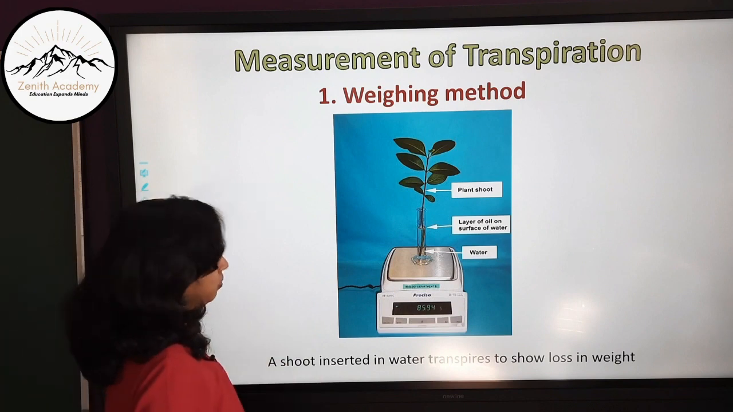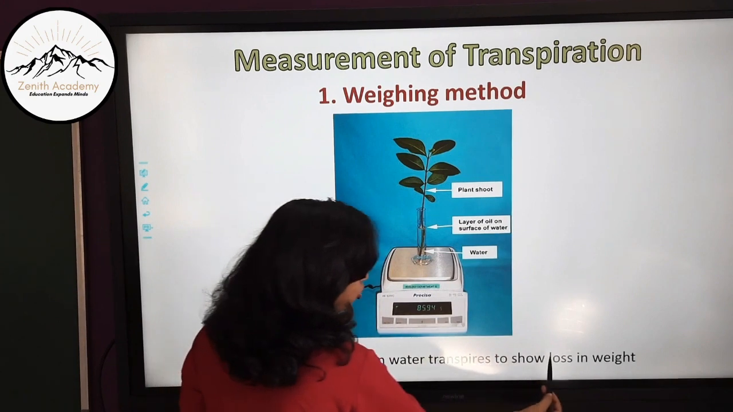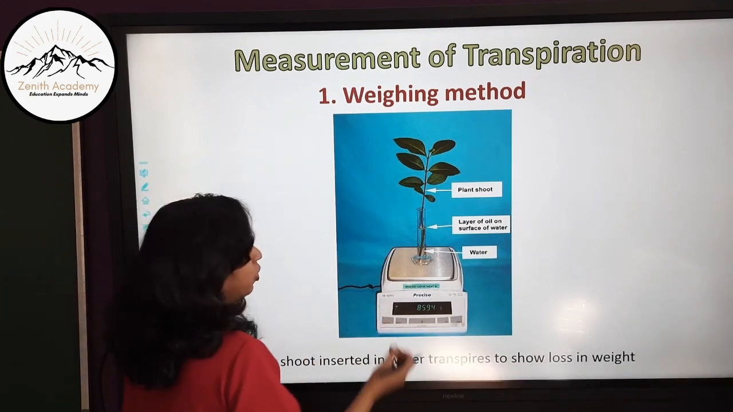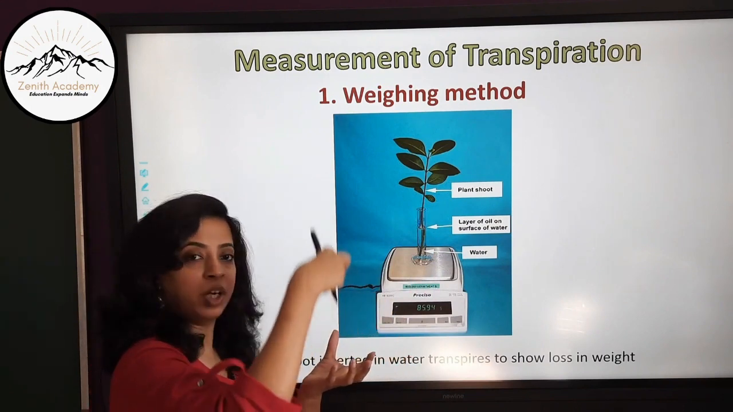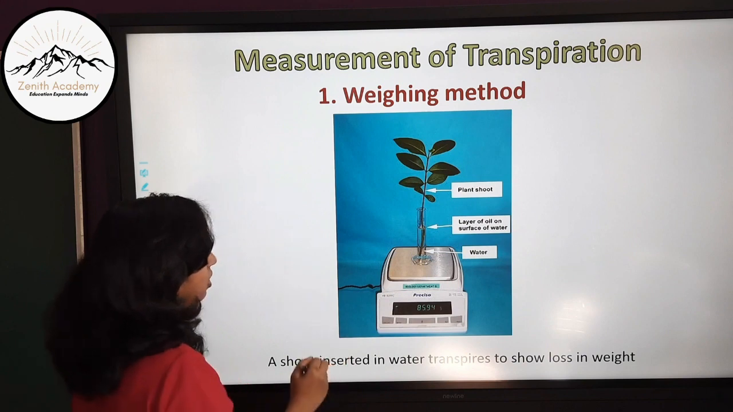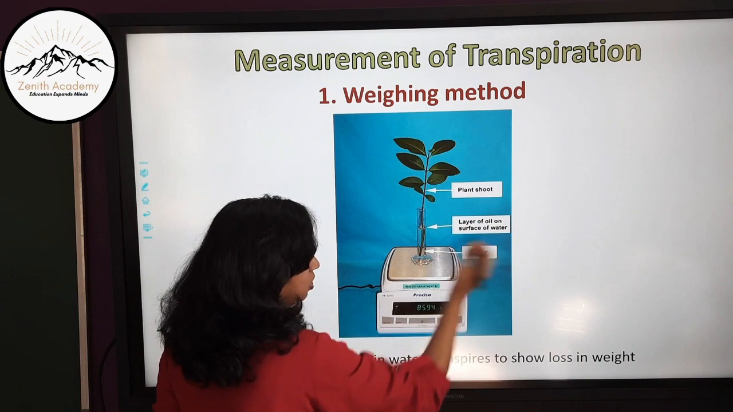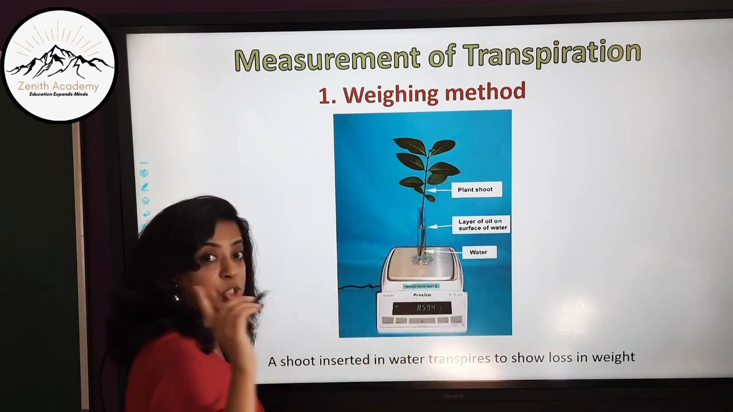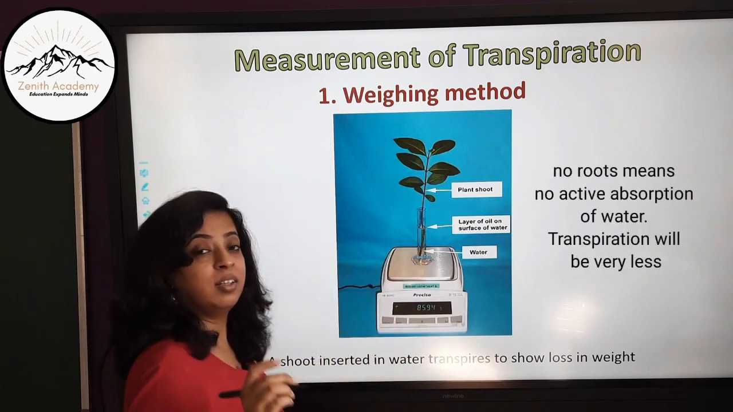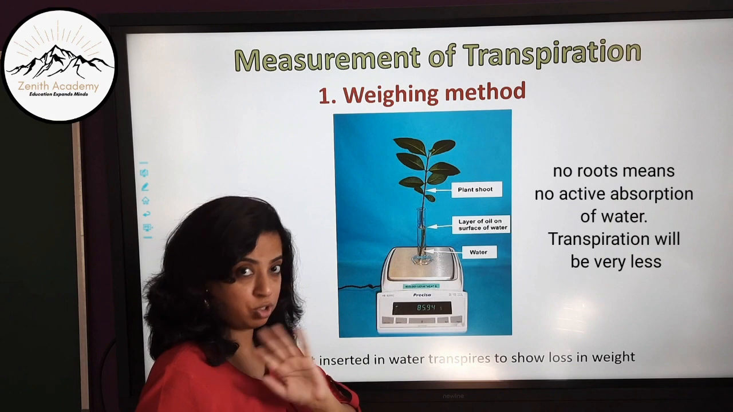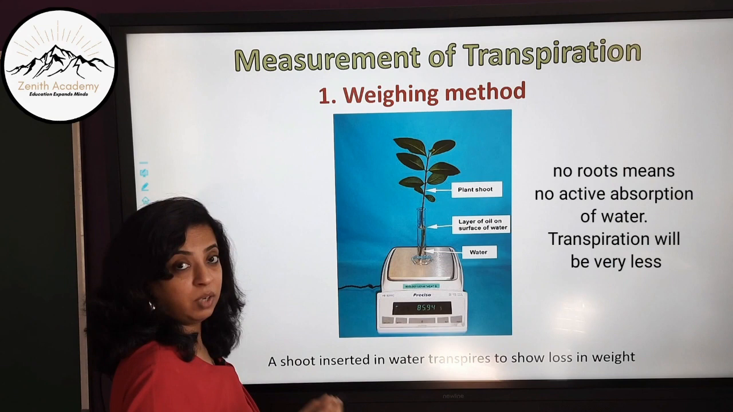Now another method is the shoot method. The shoot is inserted in water, transpires to show loss in weight. So in this, you can either take a measuring cylinder or a beaker and put a graduated test tube inside it. In the test tube, you will add water and then add a layer of oil on the surface of the water. Insert a plant shoot, not the roots part, only the shoot part, so that the active absorption through the roots is not there. Then you weigh it, keep it in sunlight for some time.